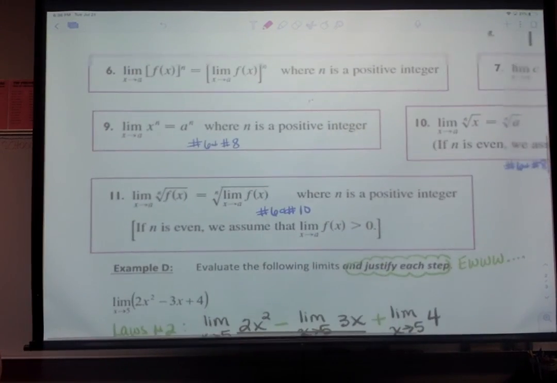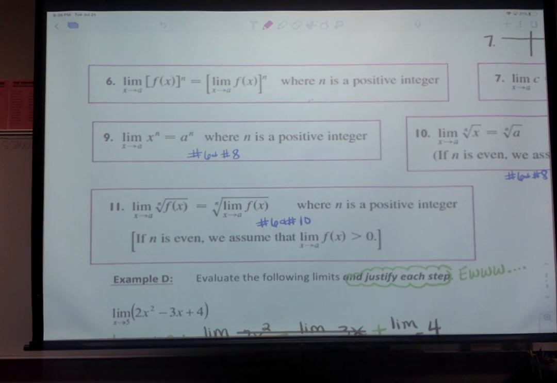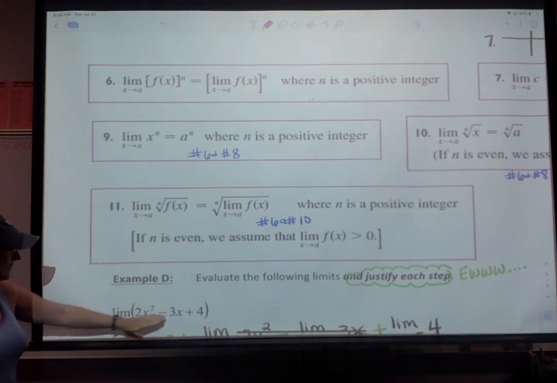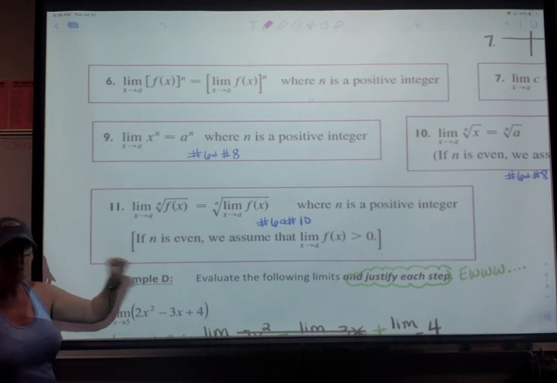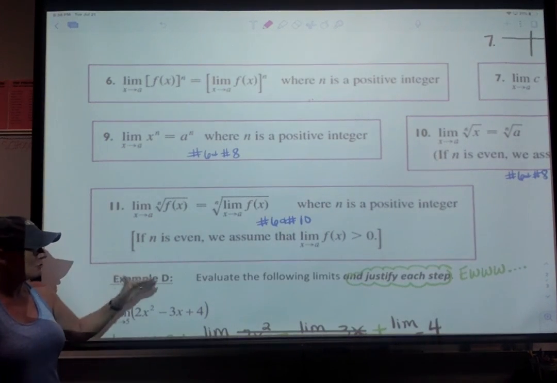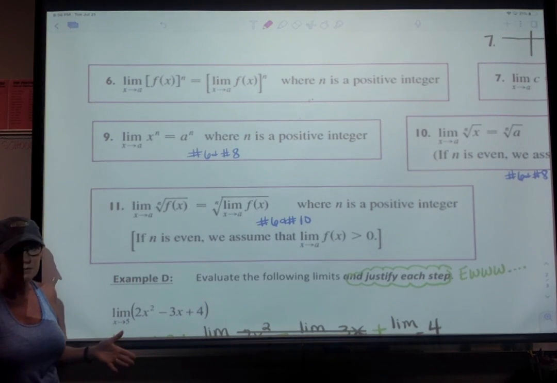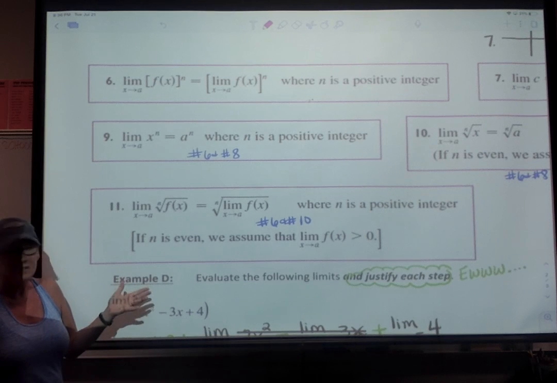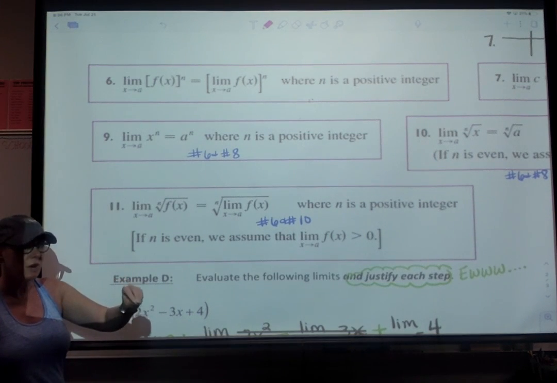Okay, now, let's see. On this next example, it says we're going to find the limit of this function, and you're going to justify each step. That means for everything that you do in this problem, you need to tell me which law you're using. And yes, it does sound very yucky, but I promise you that we're going to do this once.